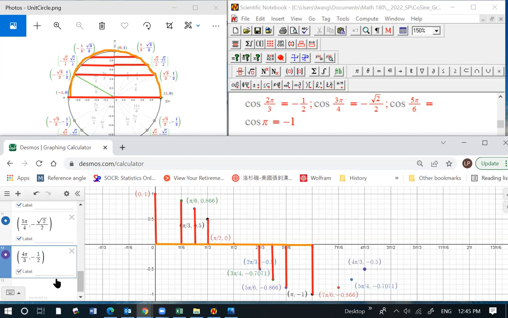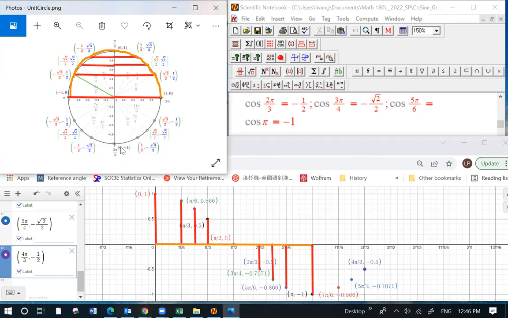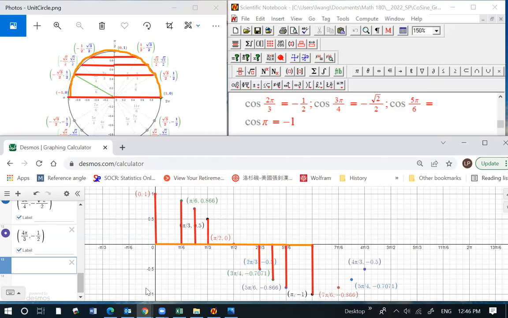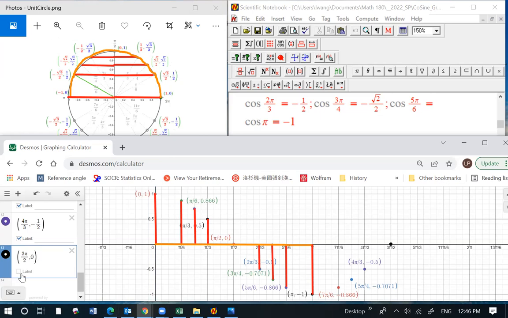Okay, now we're coming to cosine 3 pi over 2. What should it be equal to? Cosine 3 pi over 2. For 3 pi over 2 for cosine, what would that be? The red number is 0, right? The red number is 0. All right, so cosine 3 pi over 2, comma, 0, the red number, it's right there.